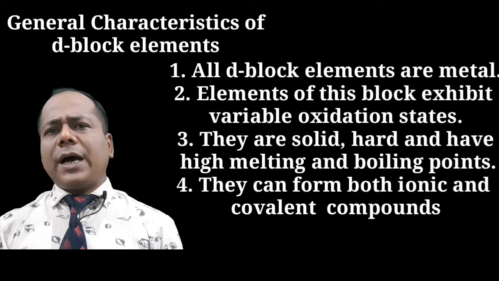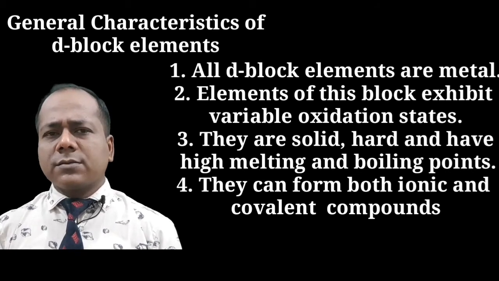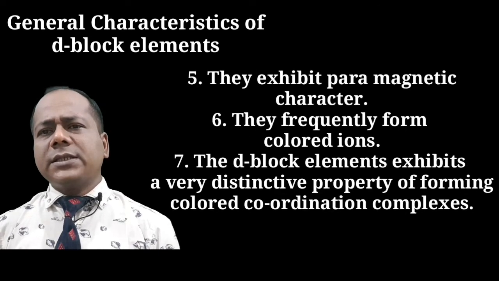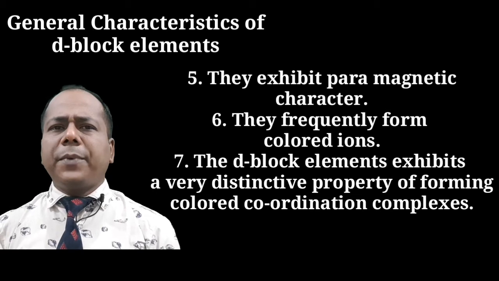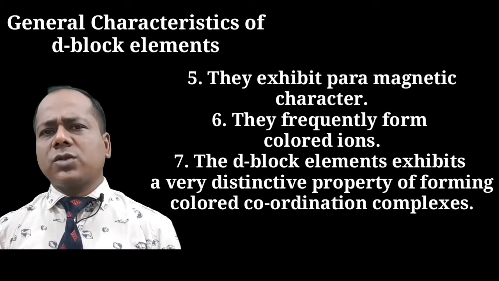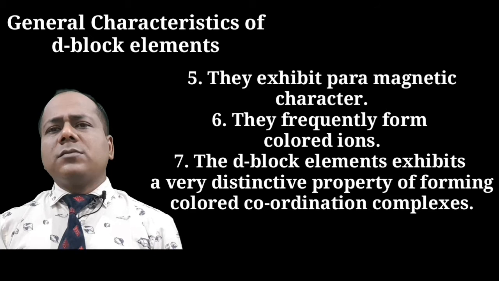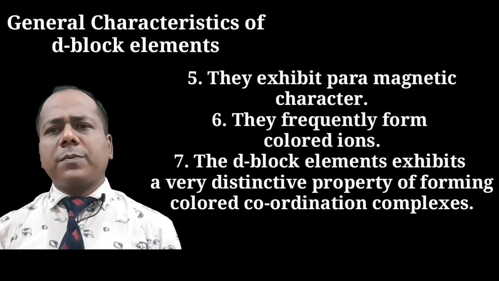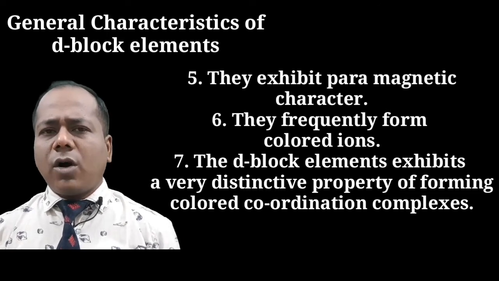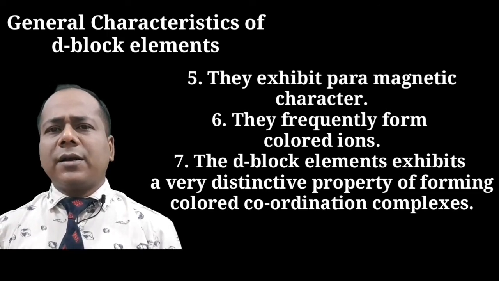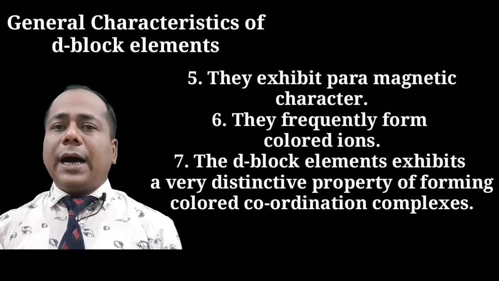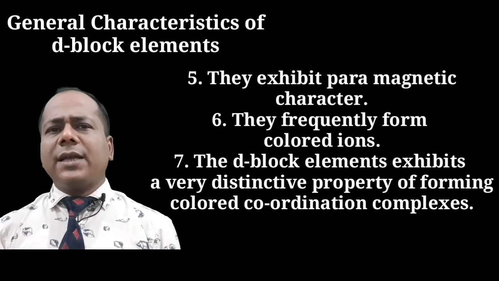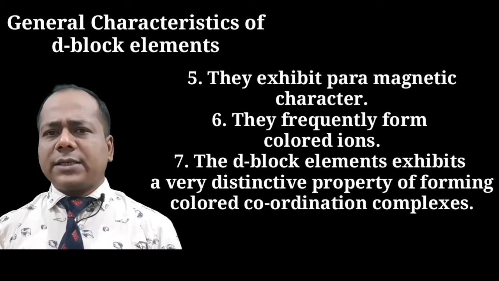They can form both ionic and covalent compounds. They exhibit paramagnetic character due to the presence of one or more unpaired electrons in their atoms or ions. Exception: scandium 3+, titanium 4+, zinc 2+, copper 1+, which do not contain odd electrons, are diamagnetic. Iron and cobalt can be converted into magnets and hence they are ferromagnetic.